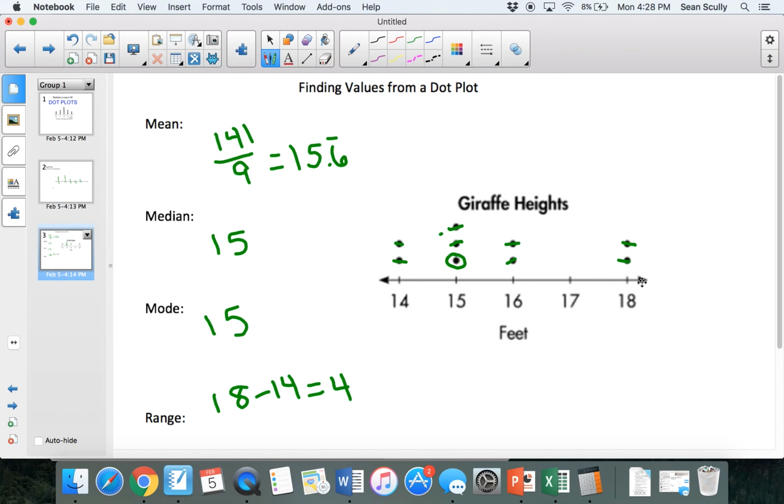Now, even if I decide to continue this dot plot over here, and I had 19, and I put a 20 there, to find the range, I would not do 20 minus 14 because there's no data here. We have to go from the largest number that there's an actual point and the smallest number that there's an actual point. All right, so that's how we're going to use dot plots. Hope this was helpful.